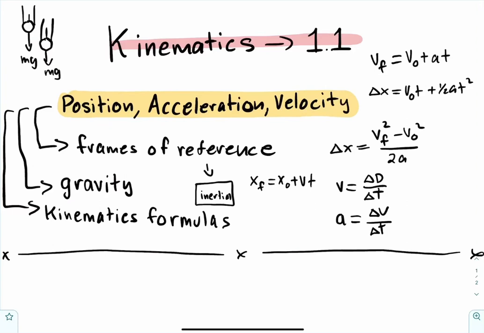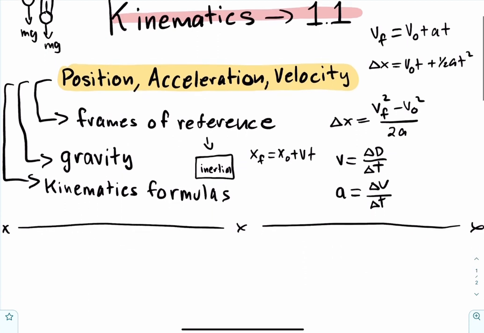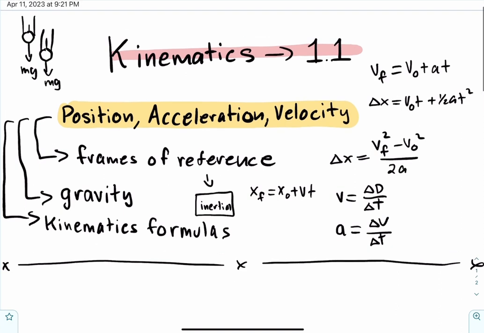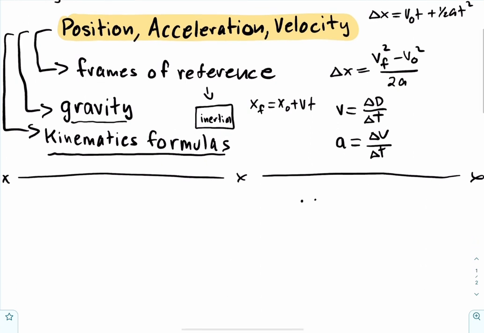Hey guys, today we're going to be doing some kinematics. So this is unit 1.1. We're going to be discussing position, acceleration, and velocity, their relations, frames of reference for different kinematics problems, gravity, what is gravity, how does it act on objects, and basic kinematics formulas you need to have grounded down before your AP. Alright, let's get into it.